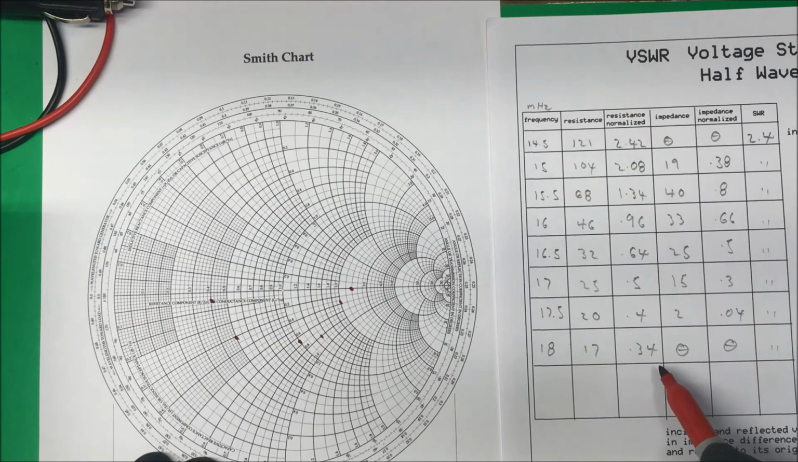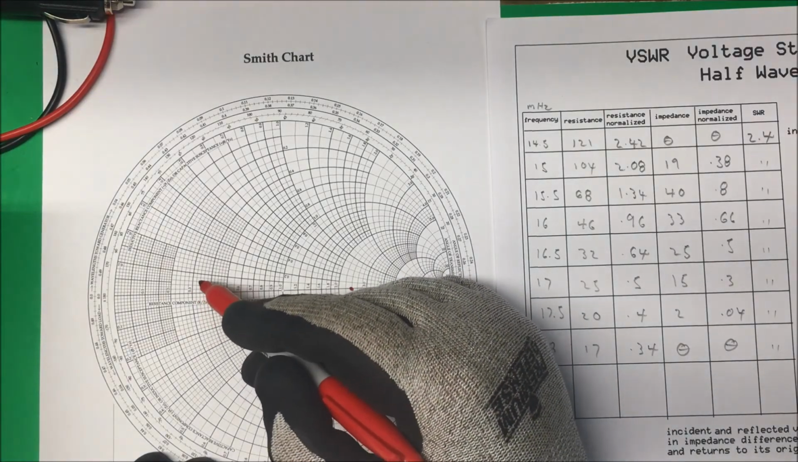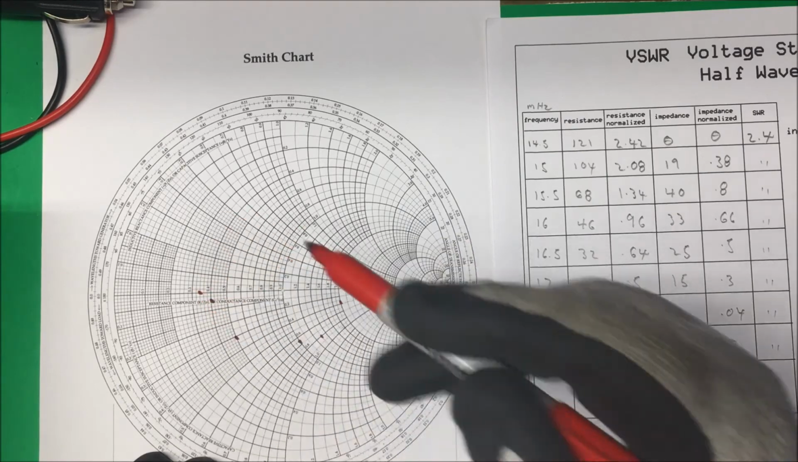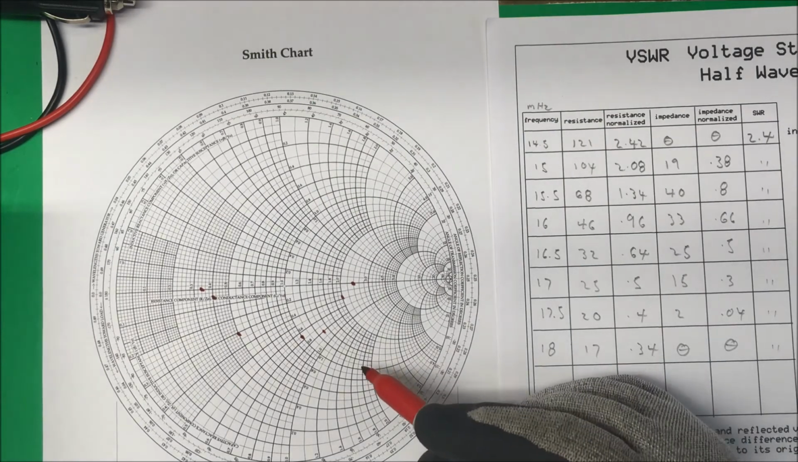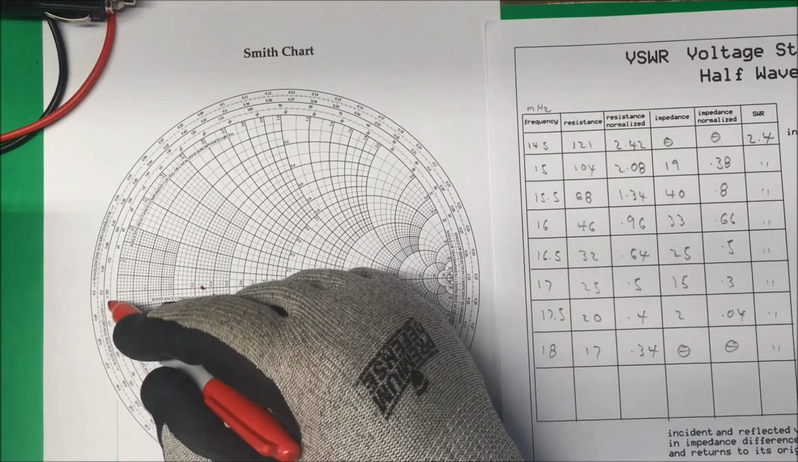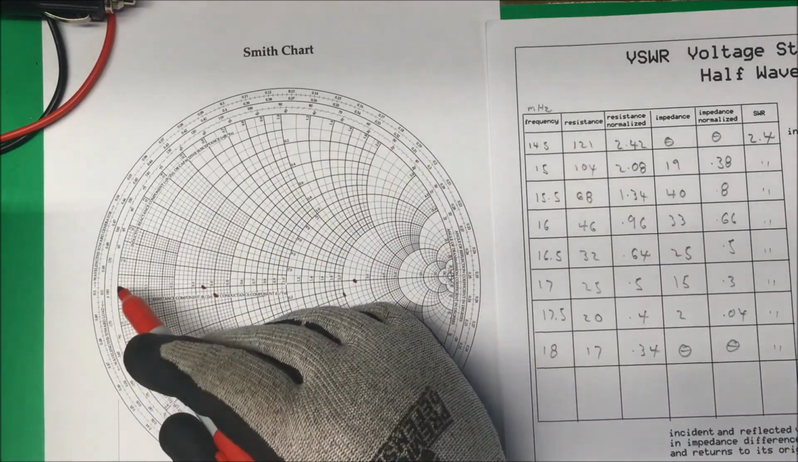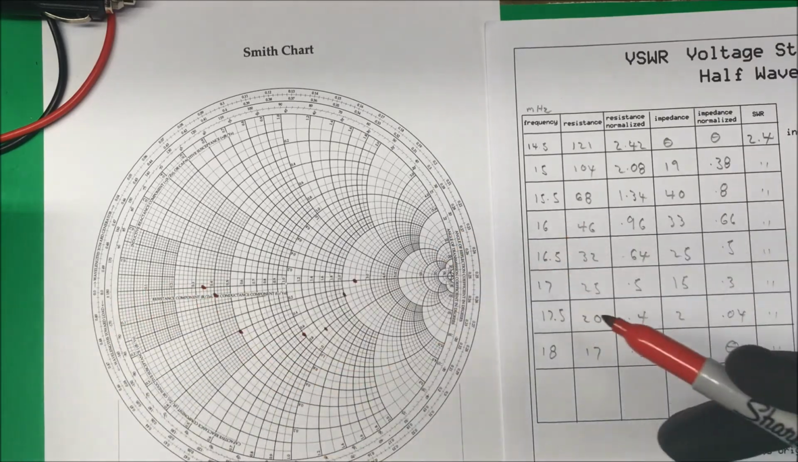So 0.4 is there, and 0.04 is going to be, I think, right there. And I'm going to go to 0.34 and 0. So 0.34 should be something like that. All right. So we're back to 0 again. From this point to this point is 1/2 wavelength on the Smith chart. Okay. So you got 180 degrees here, and so from here to here is 180 degrees, 1/2 wavelength.